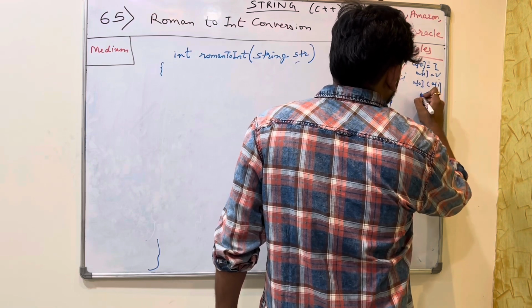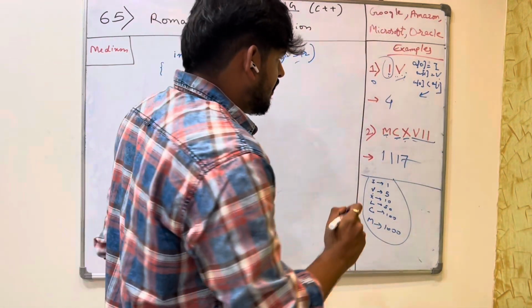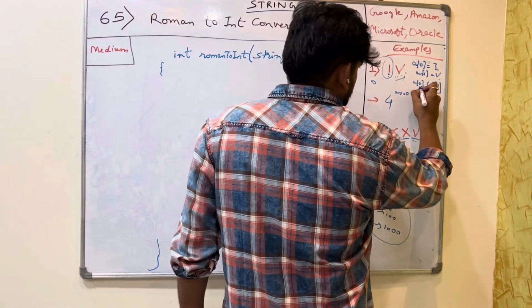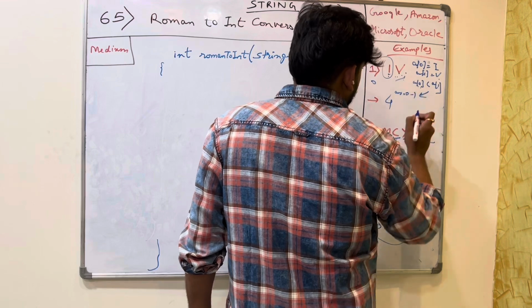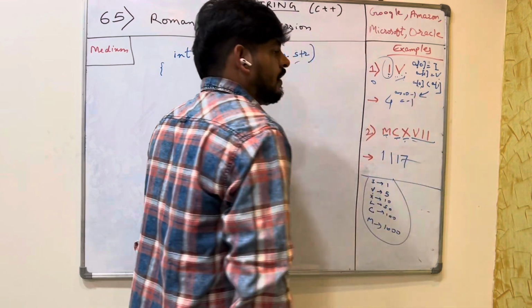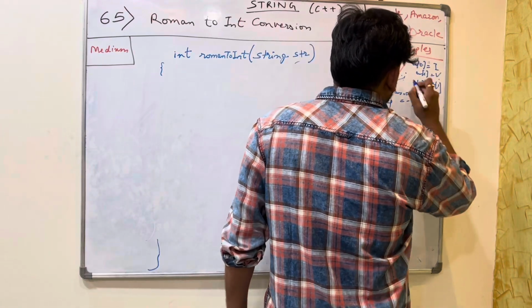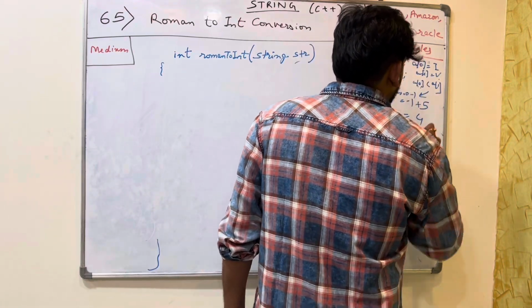If that is the case, and we store our answer in an answer variable which is assigned as 0, then this value should be subtracted here. So 0 minus 1 would become minus 1. And after that, A1, we don't have A2, so we will just add whatever the value of A1 is. Minus 1 plus 5, it is 4.